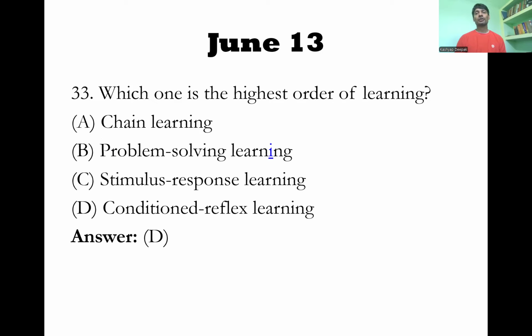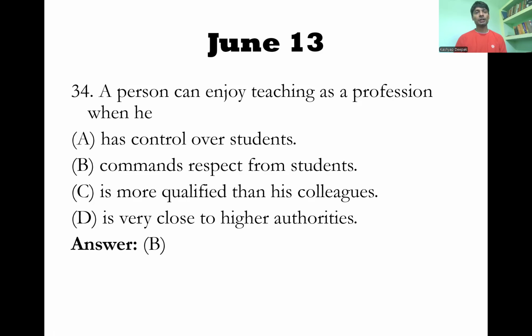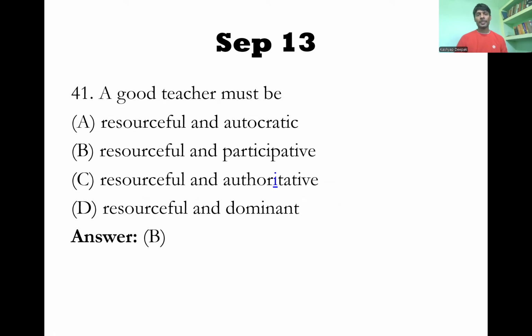Which one is the highest order of learning: chain learning, problem solving, stimulus response, conditioned reflex learning? So the answer is D. So these are very common things. And June 13. A person can enjoy teaching as a profession when he has control over students, commands respect from students, is more qualified than his colleagues, is very close to higher authority. C and D not; has control over students, no; commands respect, answer. But the teacher must be resourceful and autocratic, resourceful and participative, resourceful and authoritative, resourceful and dominant. So the answer is he should be participative, participate with the students and others.